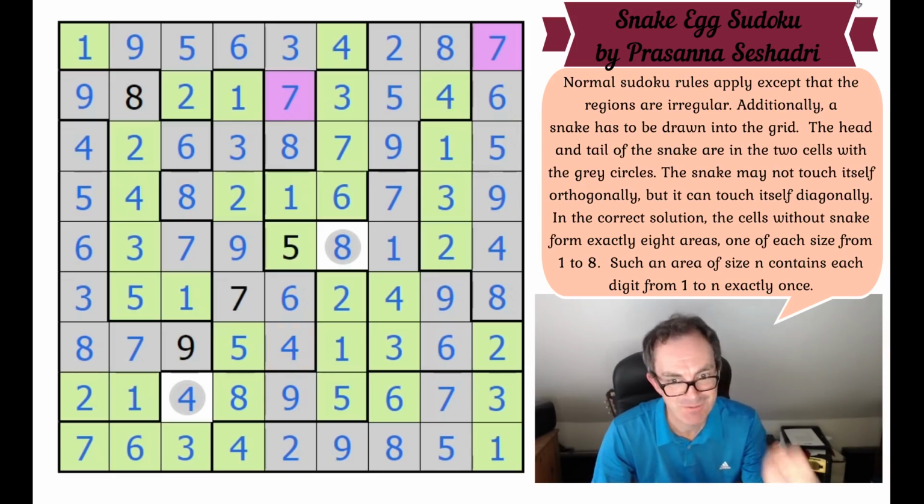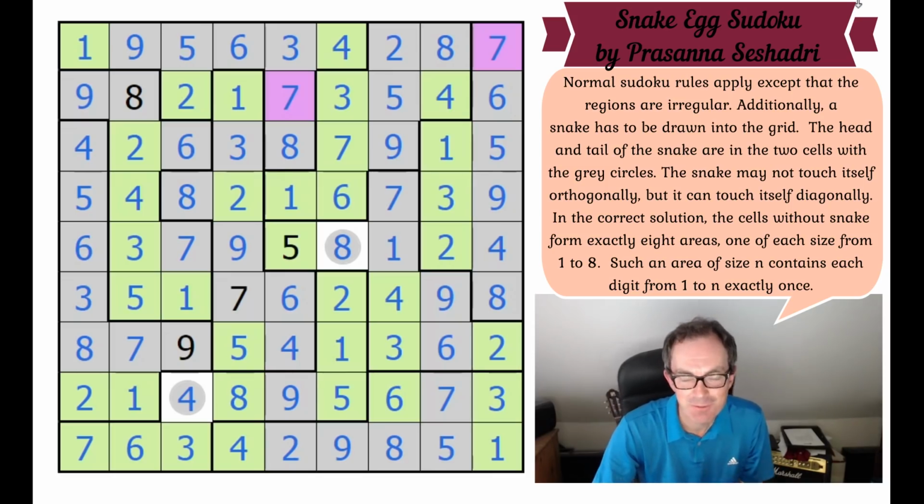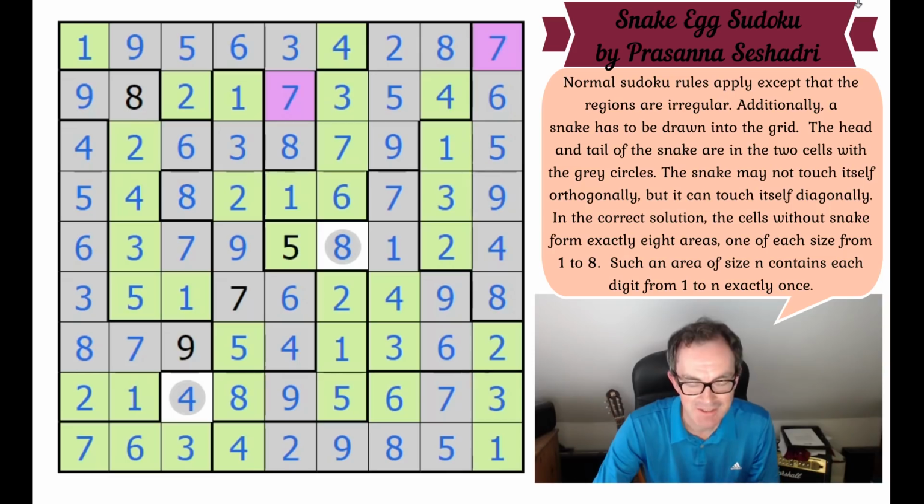Yeah! Wow, what a beautiful puzzle. What a beautiful puzzle. And a bit, you know, I feel like I need a cold shower now. All that touching of orthogonal snakes.